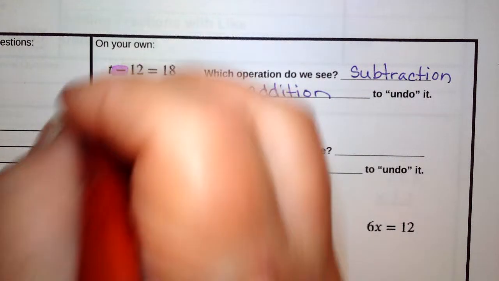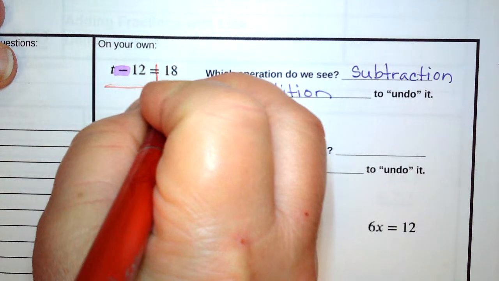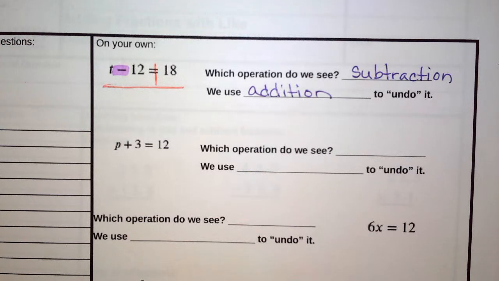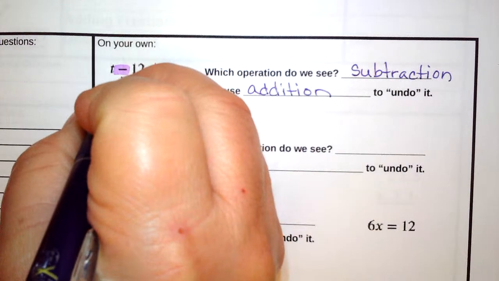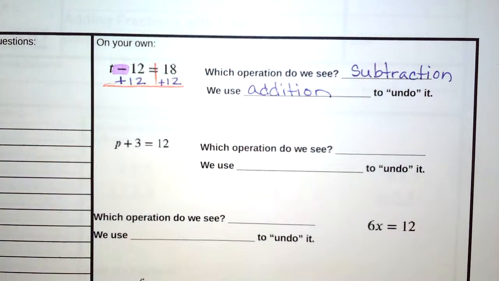Step 1, draw that line through the equal sign. Step 2, give yourself enough room and draw the line at the bottom. Make sure you can write. Step 3, we're going to add 12 to both sides.